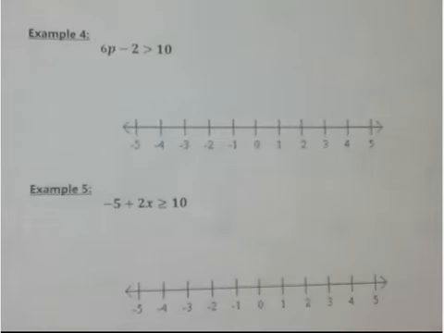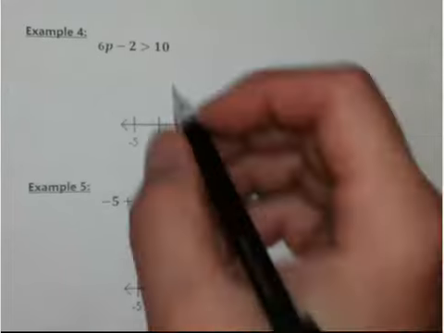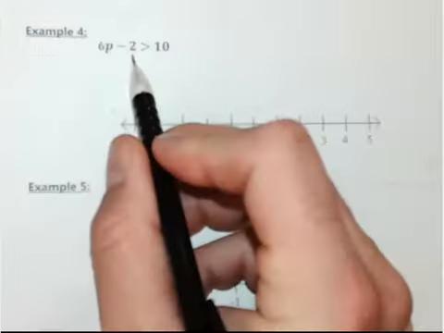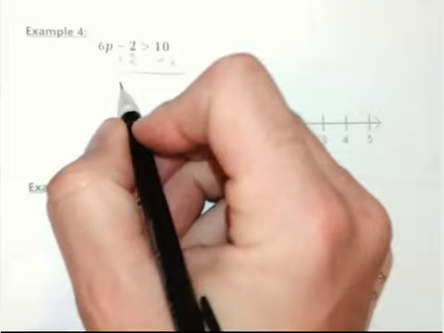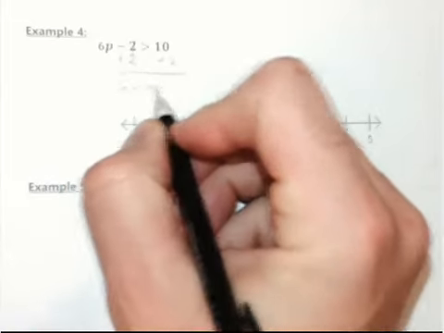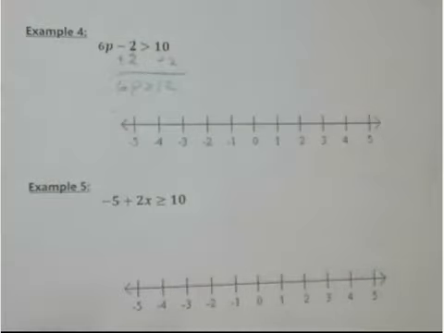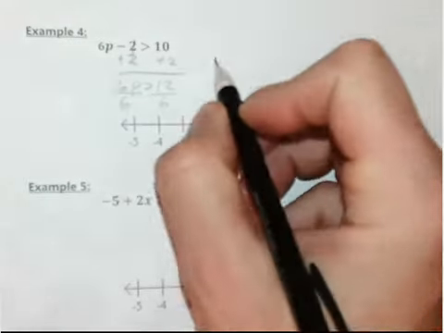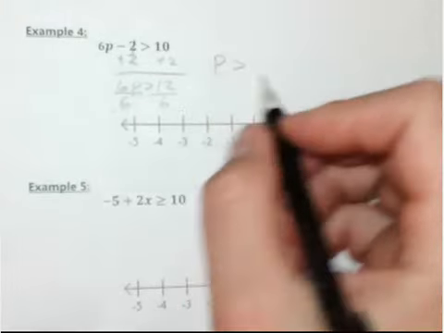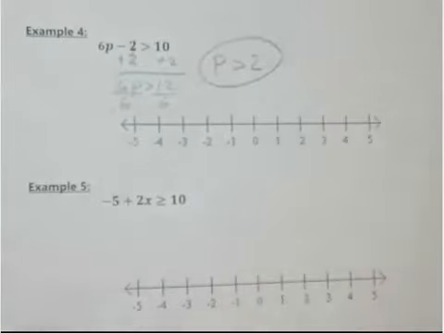So at this point, you have completed the back of this sheet. I'm going to run through these fairly quickly so you can check your answers. Example 4. We're going to start by getting rid of our constant. Minus 2, the opposite of that is plus 2. So we're left with 6p is greater than 12. This is 6 times p, so we're going to divide both sides by 6. So we're left with p is greater than 12 divided by 6, which is 2. P is greater than 2.